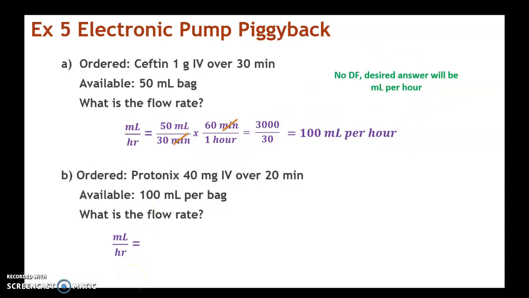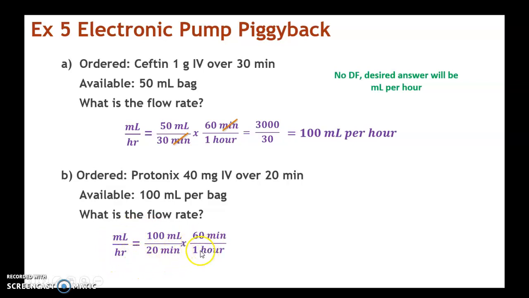First fraction has to be milliliters. And they told us that the 40 milligrams comes in a 100 milliliter bag, and it needs to take us 20 minutes to give that medication, right? So 100 milliliters needs to be done in 20 minutes, but we have milliliter on top, but we don't need minutes on bottom, we need hours. So let's do that conversion again.